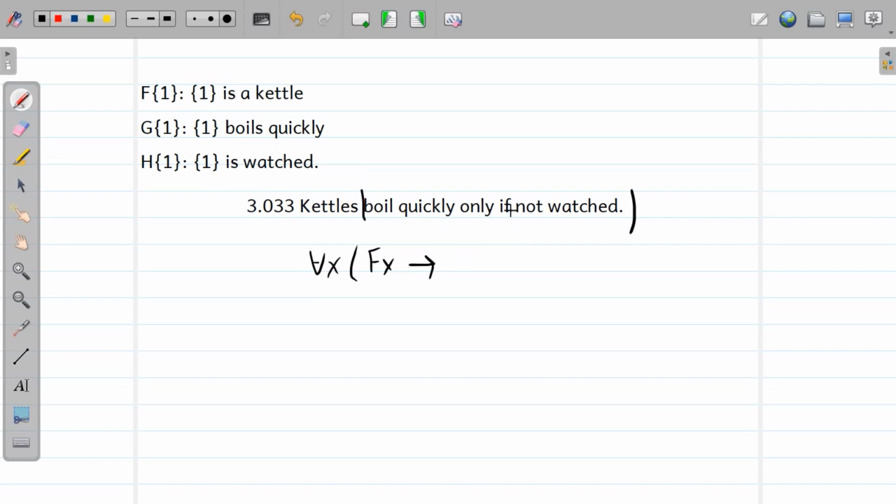Only if tells us that the thing after it is the consequent, meaning boil quickly is the antecedent. So we've got boil quickly, GX, then if not HX. Close brackets. This is not watched. So if something is a kettle, then if it's boiling quickly, then it wasn't watched.